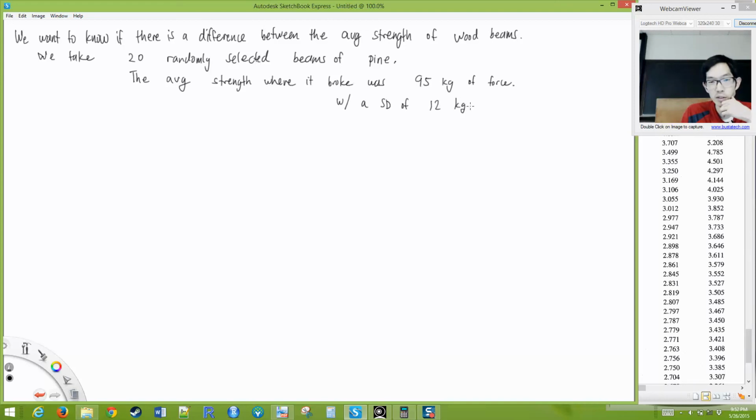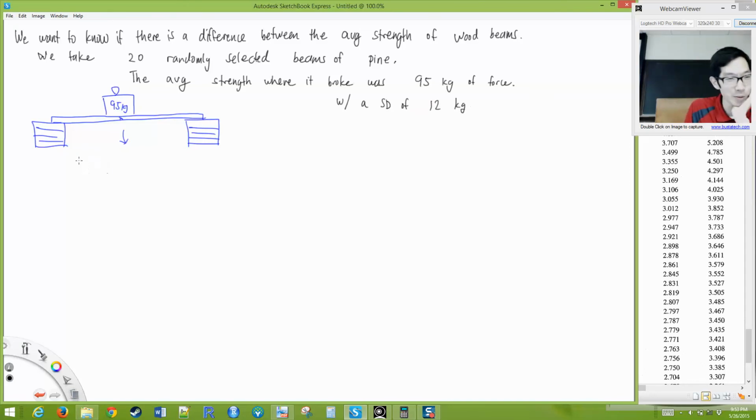This is what I'm imagining here. We're just going to take little beams of wood, and we're putting them on some kind of bricks. And then I'm going to put 95 kilograms, and then it breaks, right? I'm just making this up. If this is not a good way to test the strength of wood, too bad. This is what we're doing here.